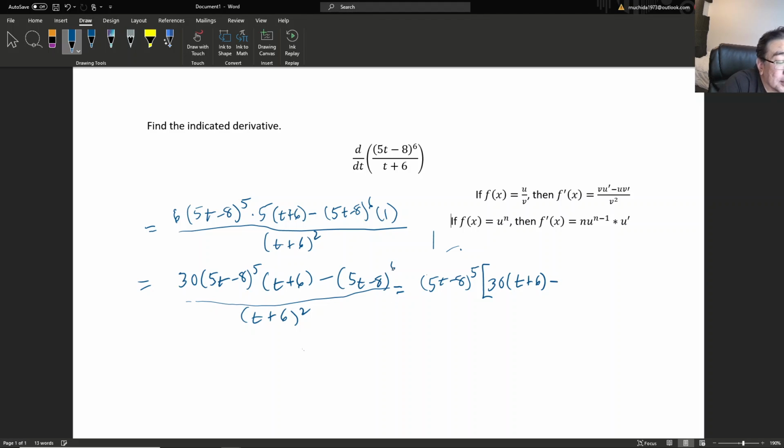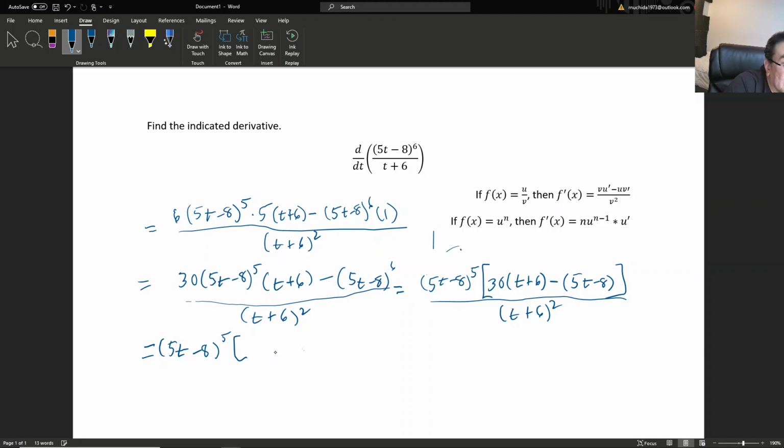And then minus, well, from the second term we factored out 5 of these 5t minus 8, so we only have 1 of them left over, so we still have that minus the parentheses 5t minus 8. Don't forget that parentheses, because you've got to remember to distribute that minus sign. All over the t plus 6, that quantity squared. And then we're just going to simplify what's inside that bracket. So we'd have that 5t minus 8 raised to the 5th.